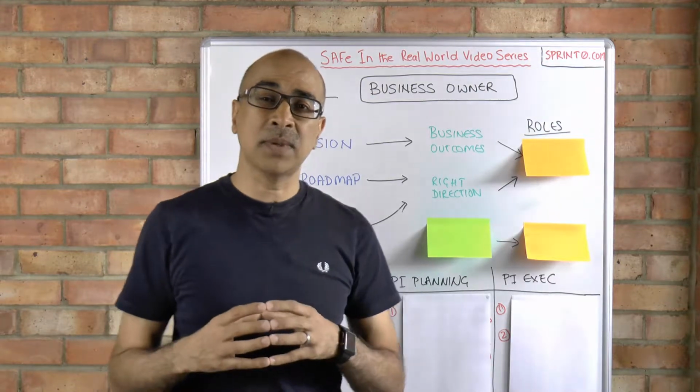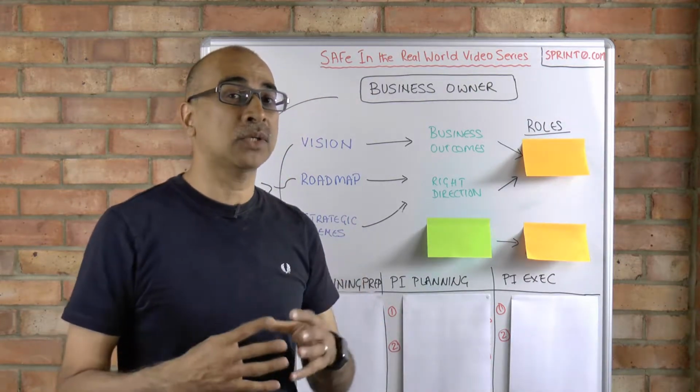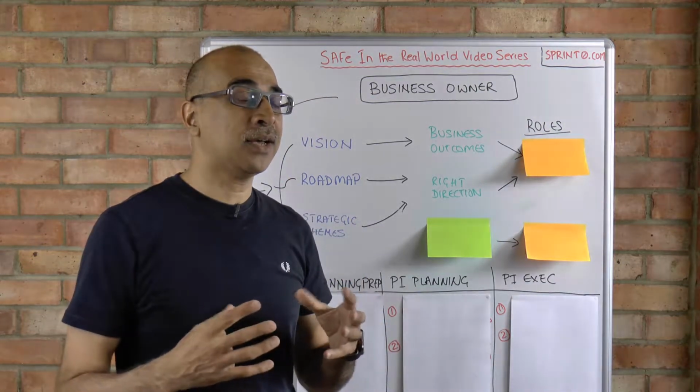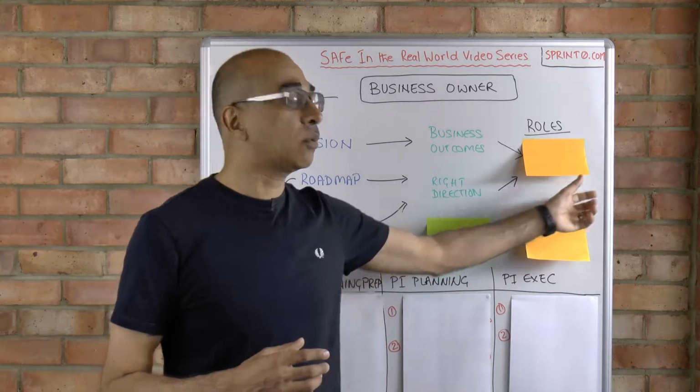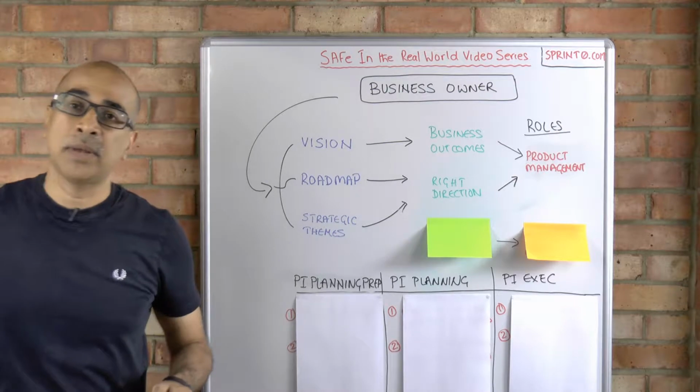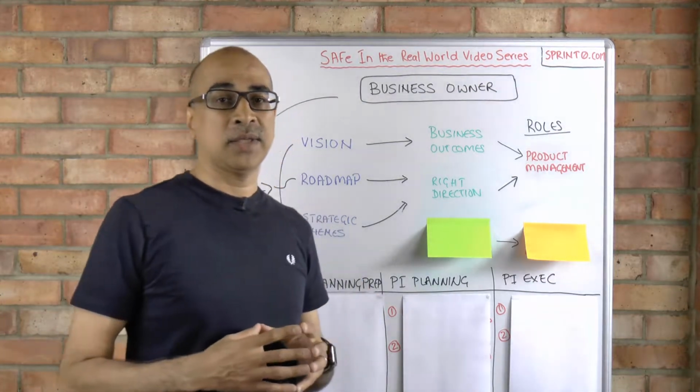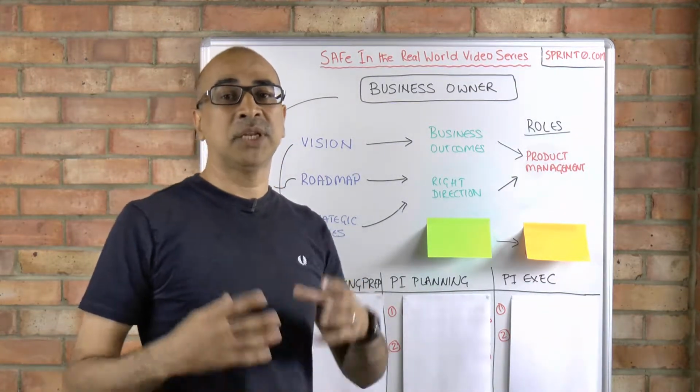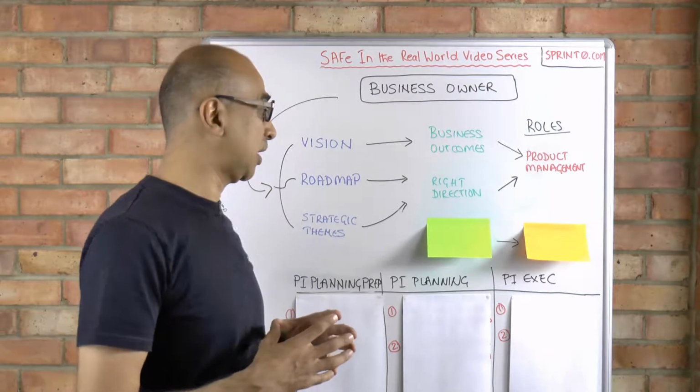Now, can you think of which role they would be working alongside to make that happen? Can you guess that? Have a think about that. Well, if you thought it was the product manager, then you would be right. They would be working with the product manager to make sure that the Agile Release Train is building the right thing and moving in the right direction.